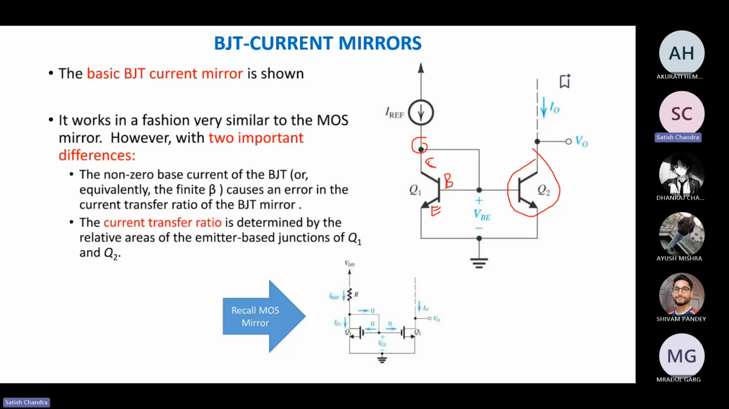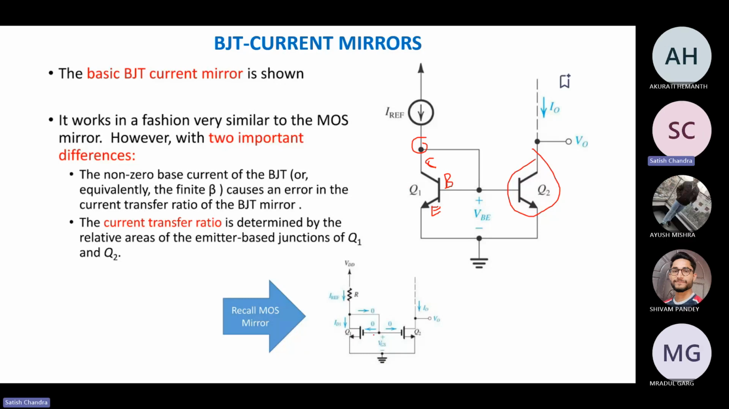It works in a fashion very similar to the MOS mirror. However, there are two important differences. One is the non-zero base current of the BJT. In the case of FET, the current going inside the gate is zero, but here the base current is not zero. It takes part in making the current. So we're going to look into how we achieve the current mirror using the BJT.